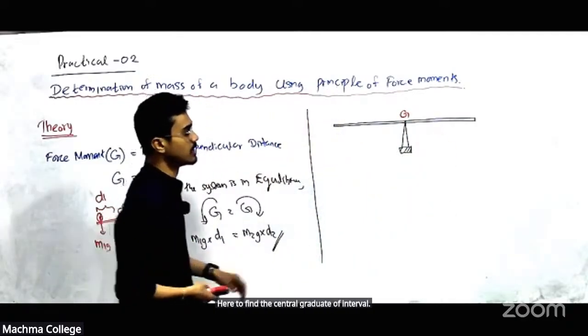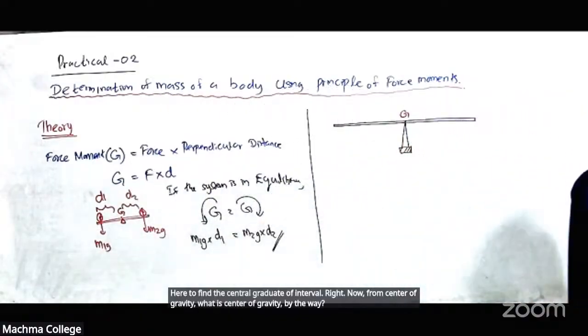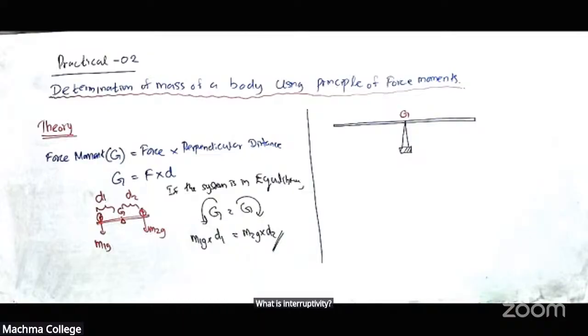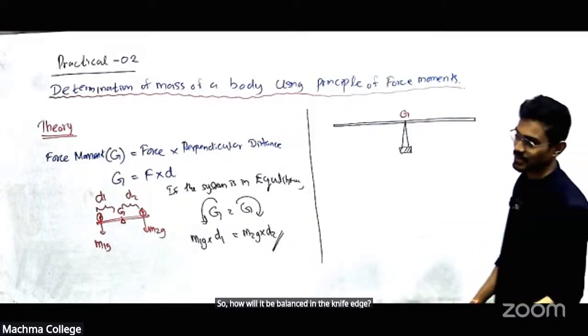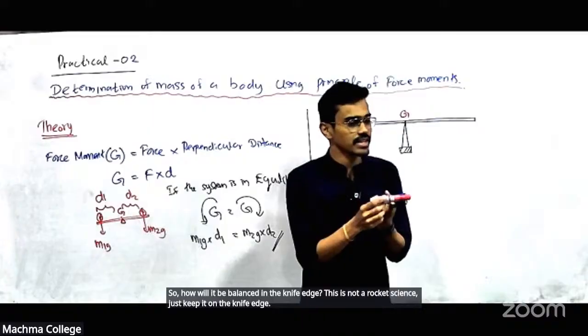Now, from center of gravity, what is center of gravity, by the way? What is center of gravity? So, how will it be balanced on the knife edge? This is not rocket science. Just keep it on the knife edge and change the position accordingly until it balances.